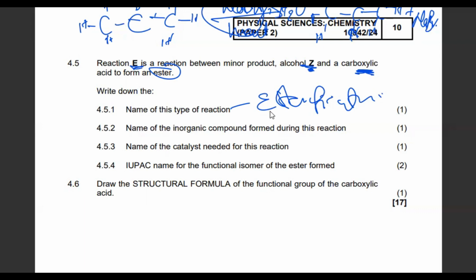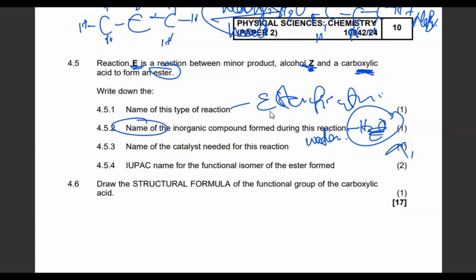Name the compound formed during this reaction. If you look at this reaction, you'll find that because you form H2O, the compound is water. Guys, here they say the name. They're not saying the formula. So if you write it like H2O, we cross it. You're supposed to say water.